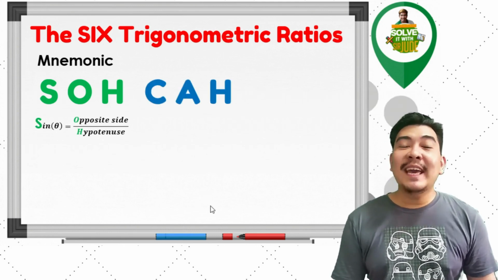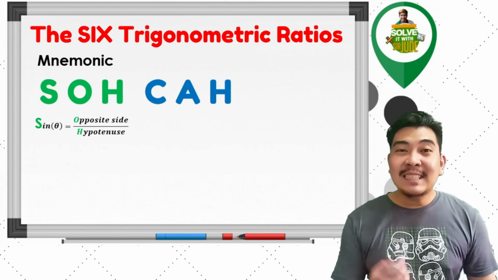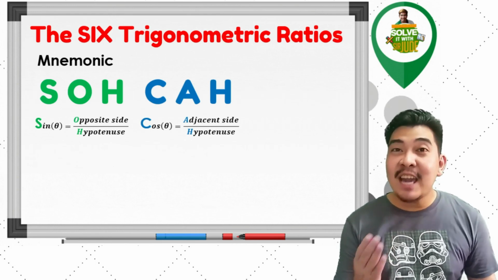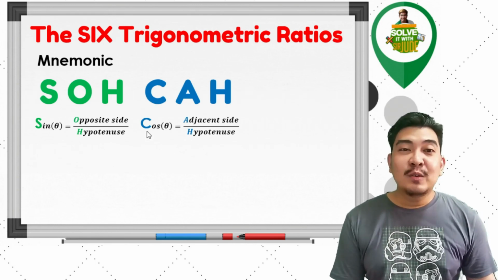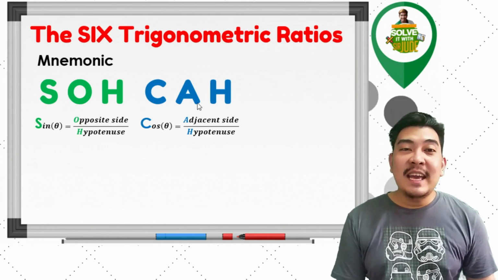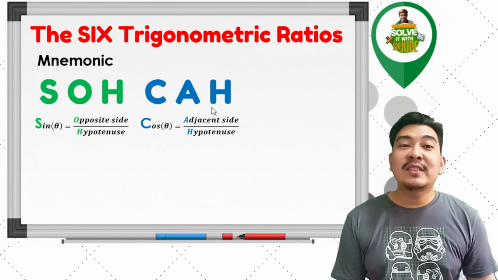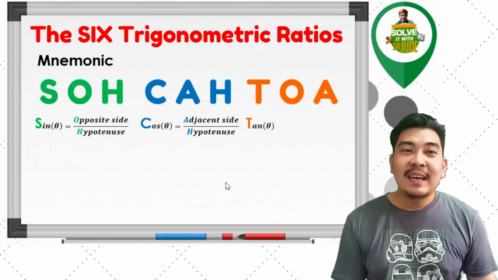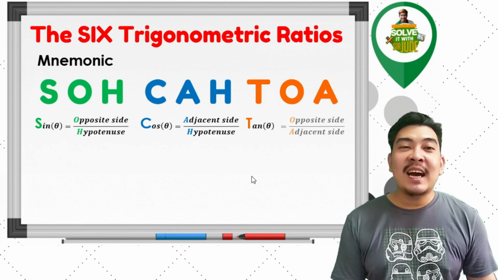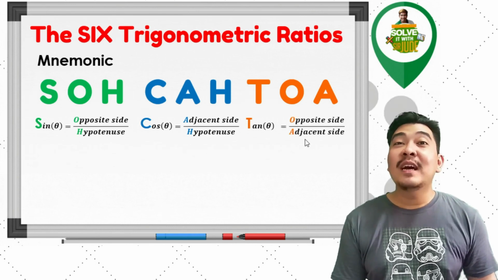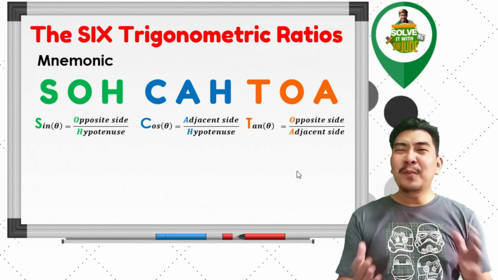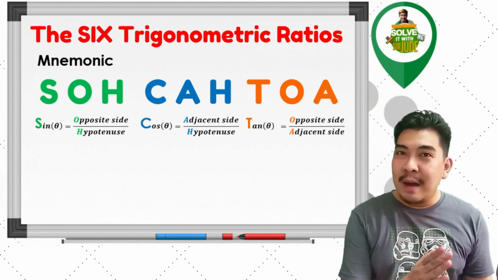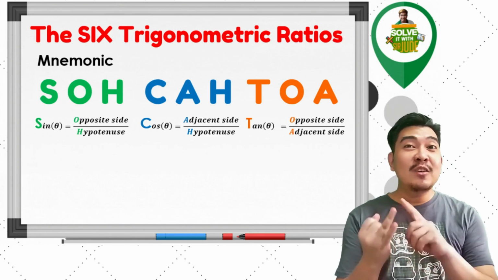Next, the second one is CAH. CAH stands for cos theta is equal to the adjacent side over the hypotenuse. So C stands for cosine, A stands for the adjacent side, and H stands for the hypotenuse. Then the last one is TOA, meaning tangent theta is equal to opposite side over adjacent side. So to represent the 3 basic trigonometric ratios, we have SOH, CAH, TOA. That will be the mnemonic for sine, cosine, and tangent.